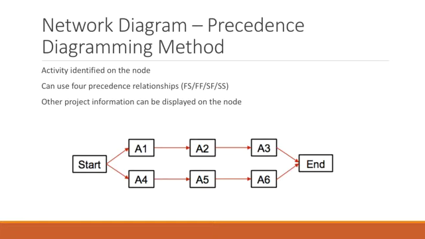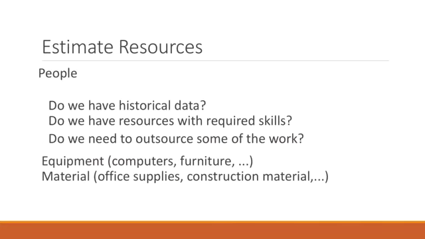After covering the different methods we have for identifying the sequencing on a problem, I'm going to jump into how we estimate resources. So when we're doing the estimation of resources, the main point you need to start asking yourself is, do we have any historical data? Do we have any record anywhere that tells us how many people we need to complete this? Do we have the resources that are required for this particular skill? Do we need to outsource some of the work?